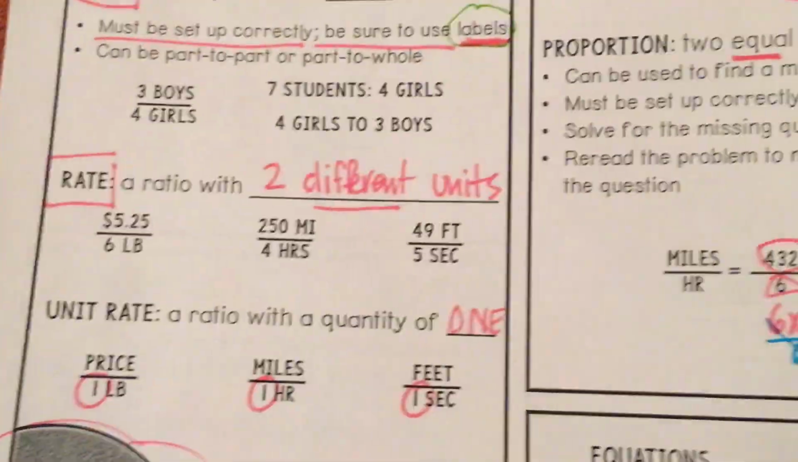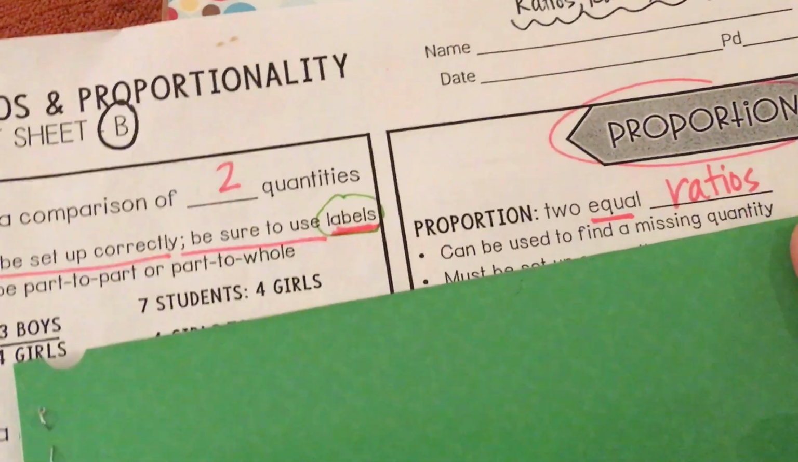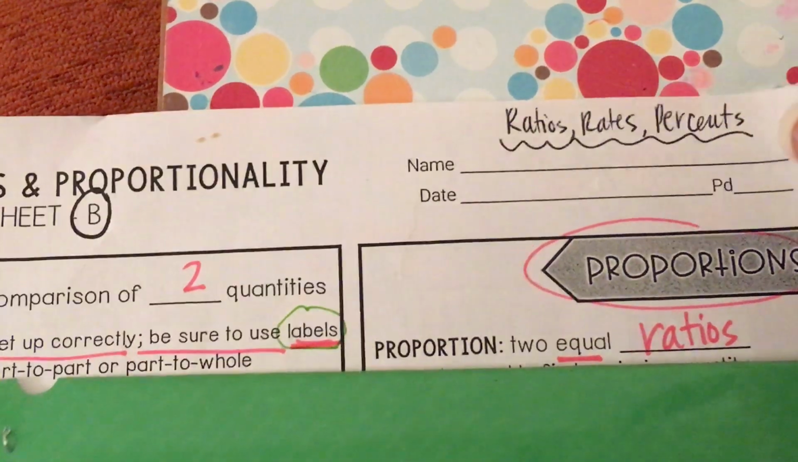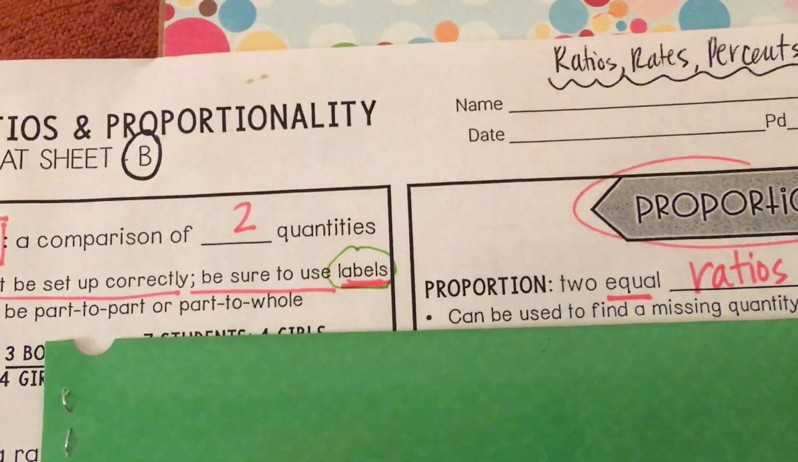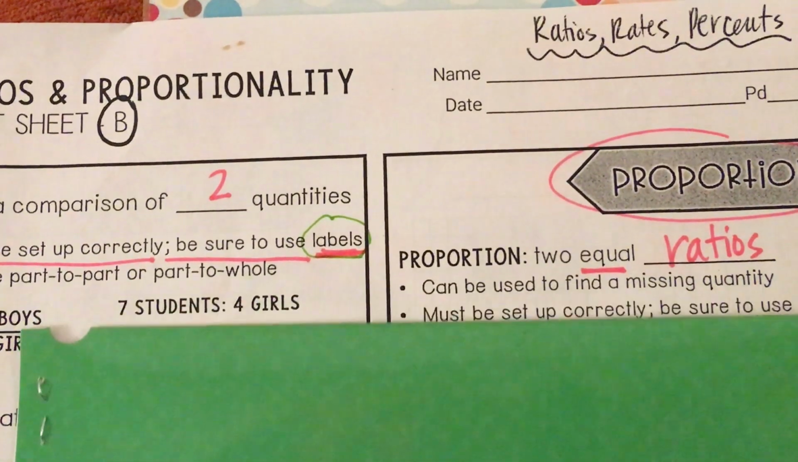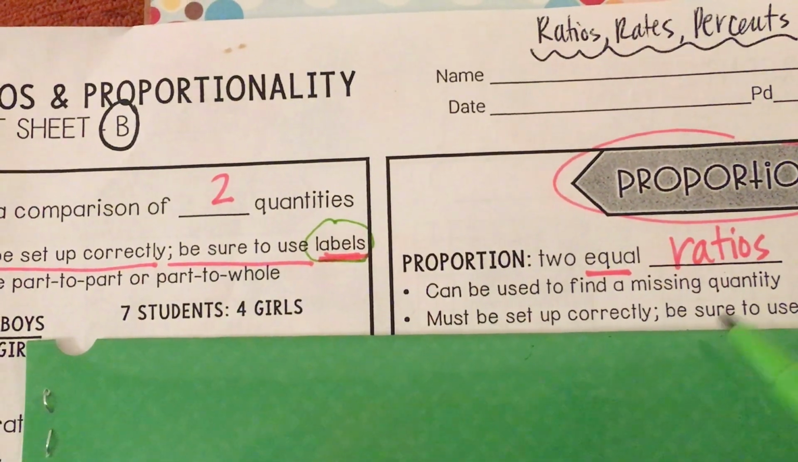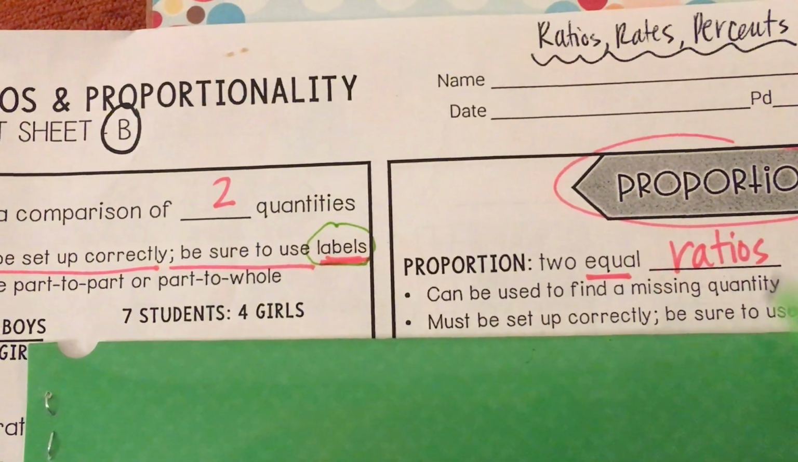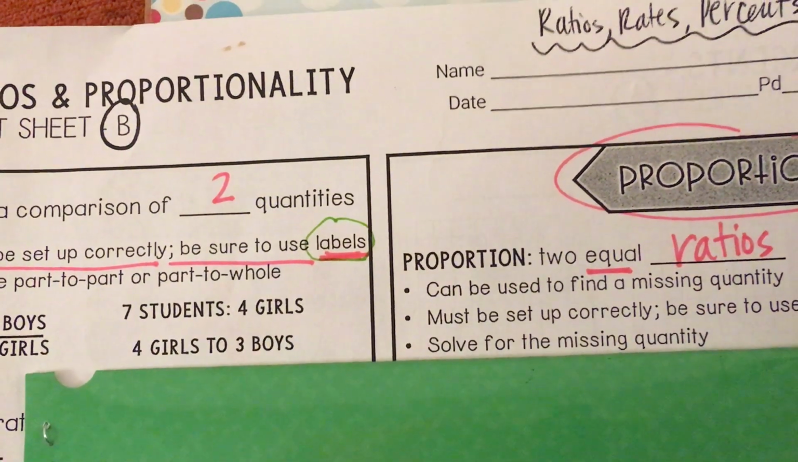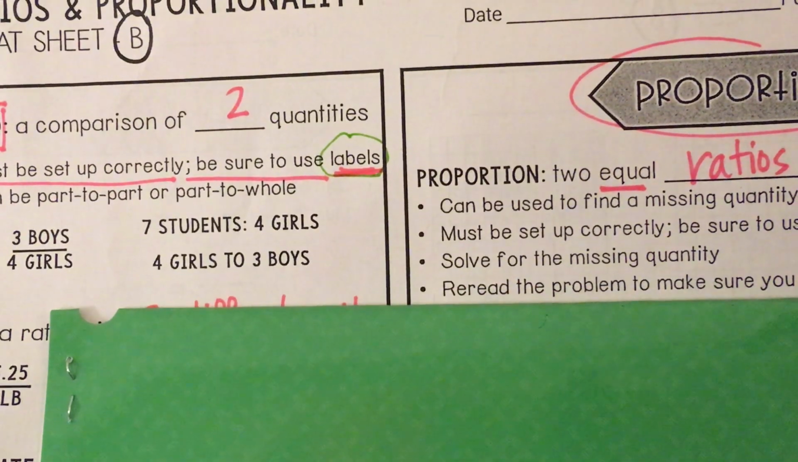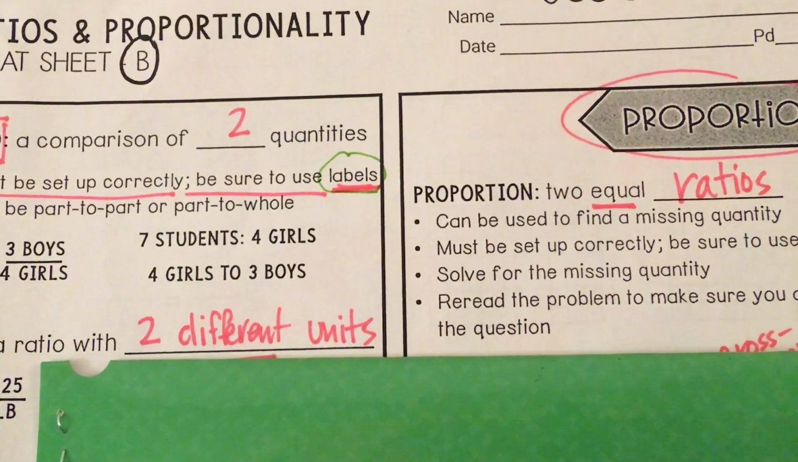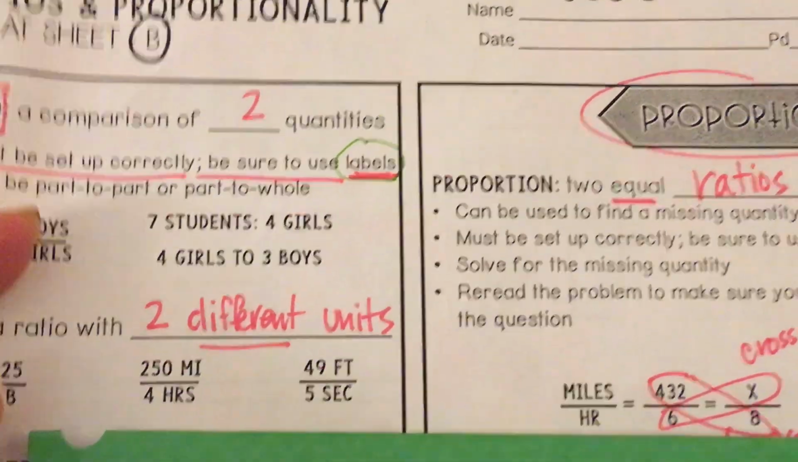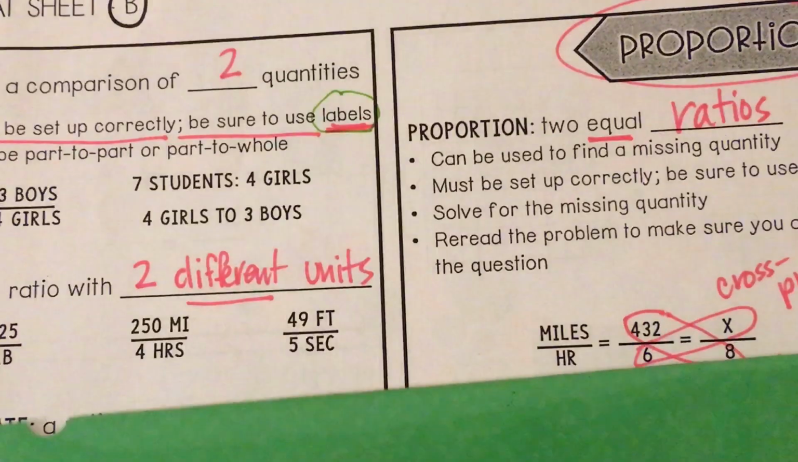Okay, let's move over to this one, proportions. A proportion is 2 equal ratios. They can be used to find a missing quantity. They must be set up correctly. Be sure to use labels. Important again. You solve for the missing quantity. Reread the problem, make sure you answer the question.